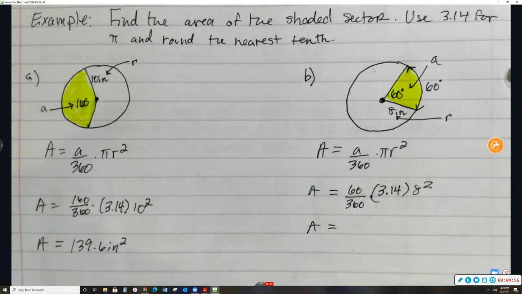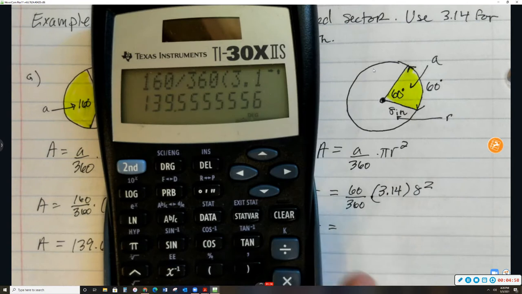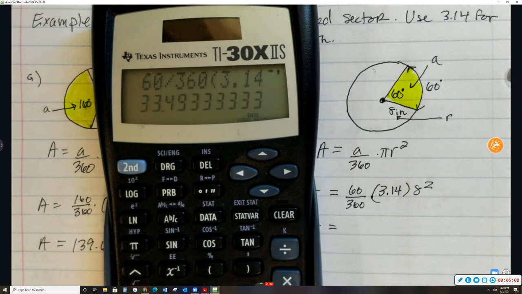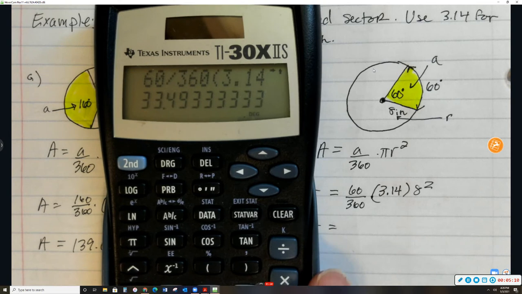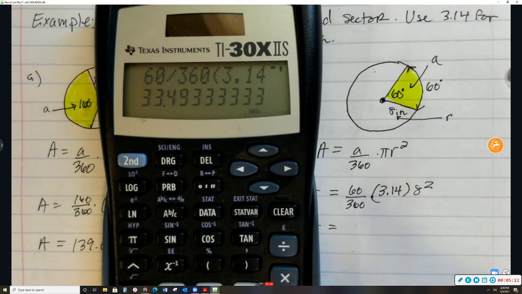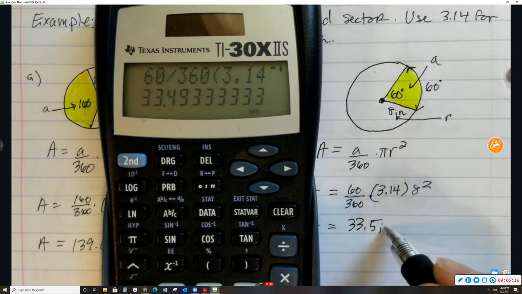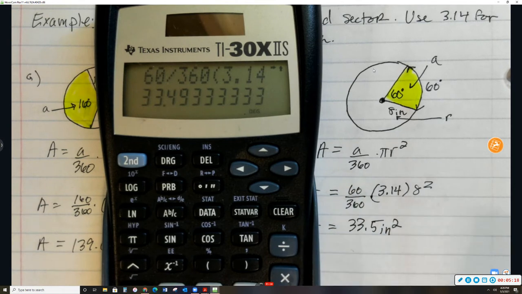And then I'm just going to type it all in the calculator: 60 divided by 360, parentheses 3.14, parentheses 8 squared. Once we type it all in, we get 33.5. And again, that's inches squared.